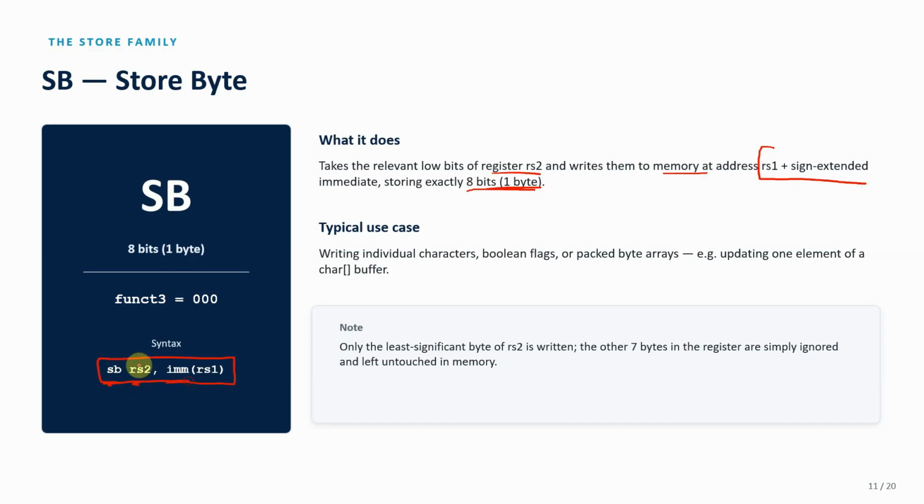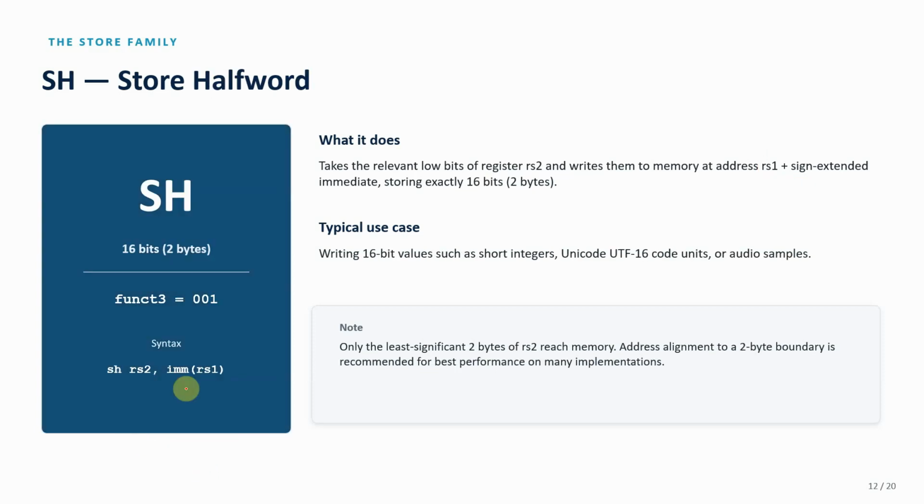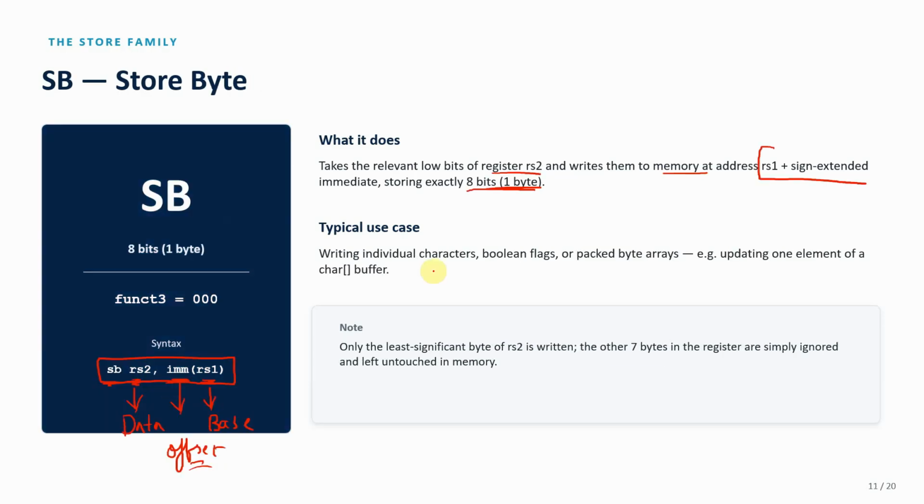This is the instruction which I'm going to have, and RS2 is going to hold the data, RS1 is going to have the base address, and the immediate is nothing but the offset. So after specifying this, it is going to store this particular data into the base plus offset address. And you can see over here only the least significant byte of RS2 is written.